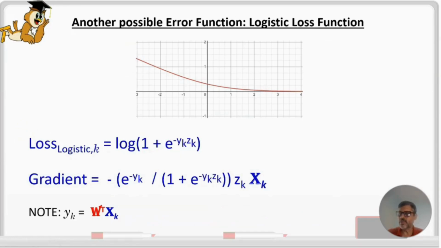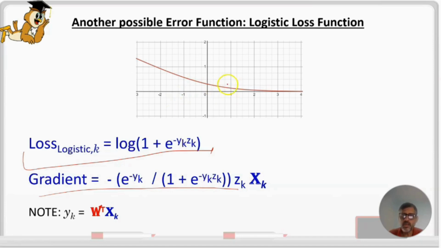Okay, so that was the hinge function. We are going to talk about another error function very briefly. This is called the logistic loss function, and it is defined as follows. This is the definition of the logistic loss function, right here. And as you can see, it doesn't have a point of discontinuity. This is a continuous function. Its gradient can be computed, and you can run exactly the same gradient descent that you ran earlier by computing the gradient at every iteration.